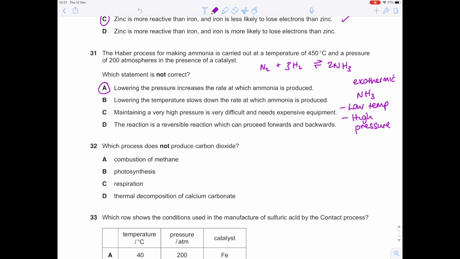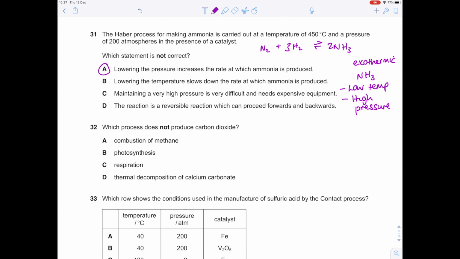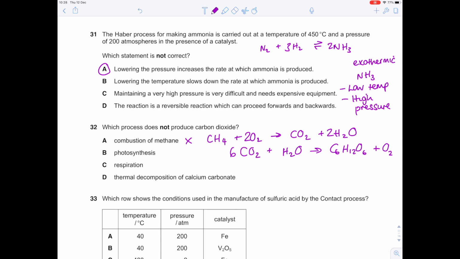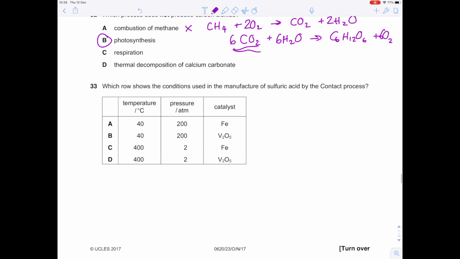32. Which process does not produce carbon dioxide? Well, the combustion of methane, remember you're burning in oxygen to produce carbon dioxide and water. So it does produce carbon dioxide, which is why methane is not correct. Photosynthesis now, remember plants use carbon dioxide and water to produce glucose and oxygen. So because that carbon dioxide is on the left-hand side of the equation, we're using it, so it's not producing it, so it's B.